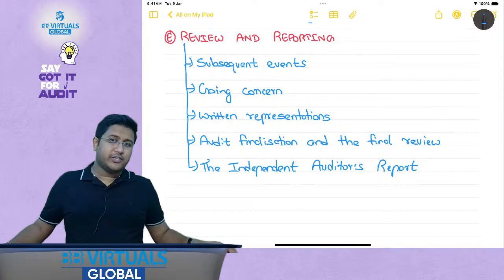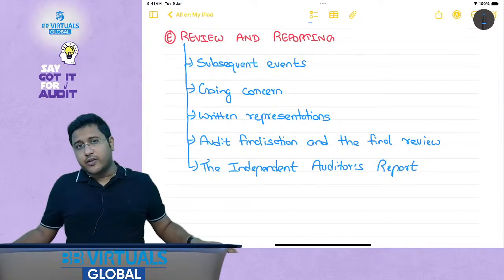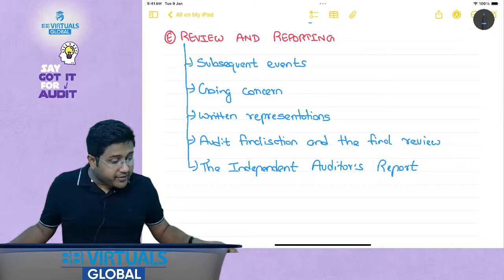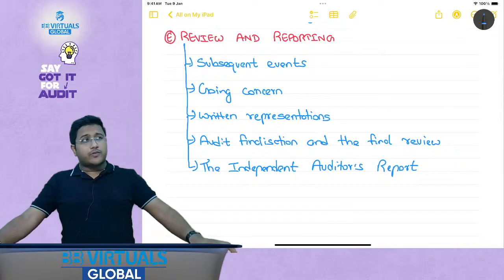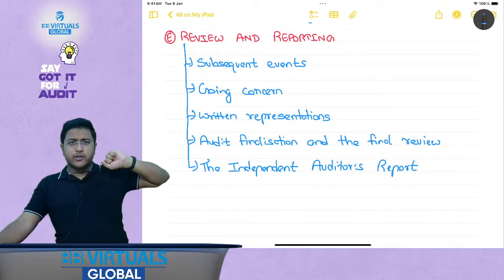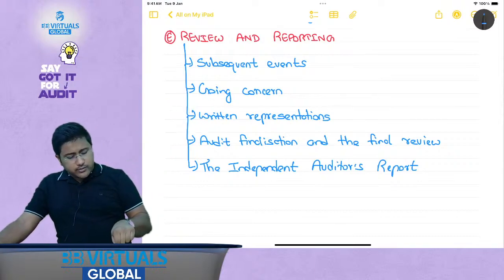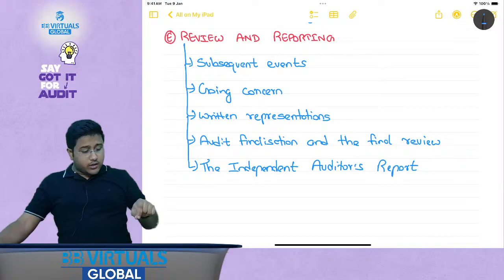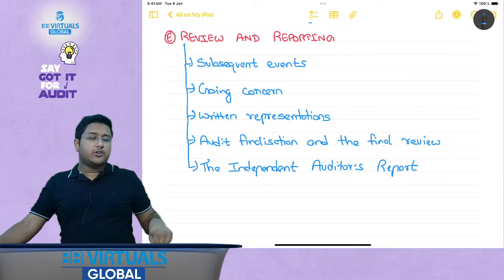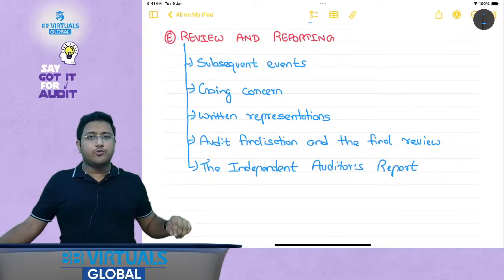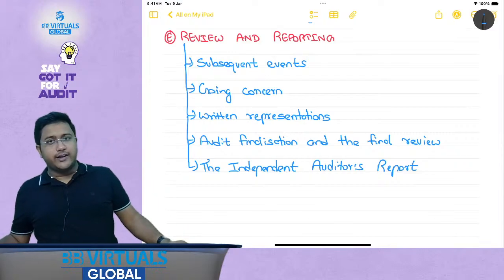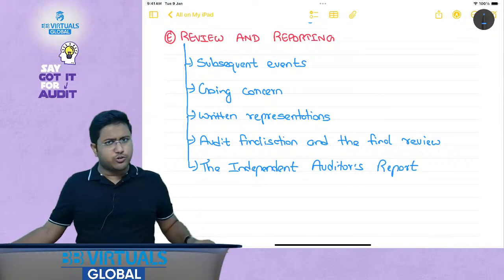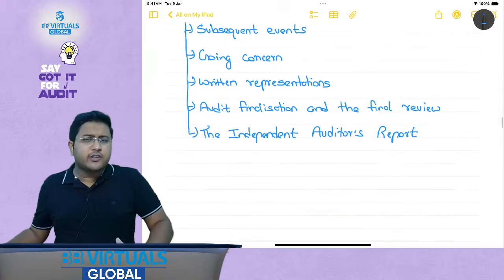Then written representations. This is very, very important, because this is the only document that could give you the evidence for the management's intention. A lot of times you discuss in FR syllabus or in FA syllabus that as per the intention of the management, right? Now, who will provide the evidence for intention of the management? So this written representation is the only document that provides you the evidence for the intention of the management. Hope this is clear. Now, audit finalization and final review.